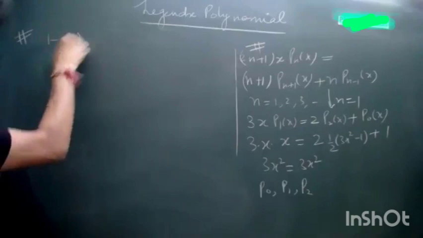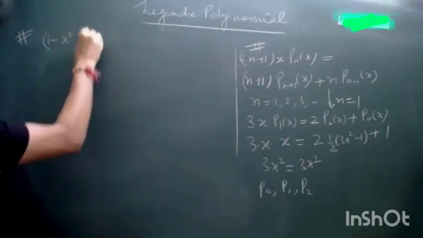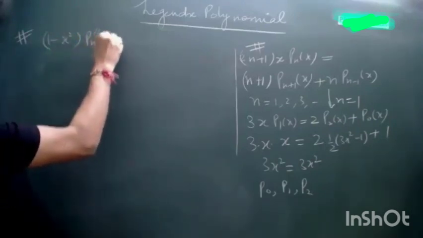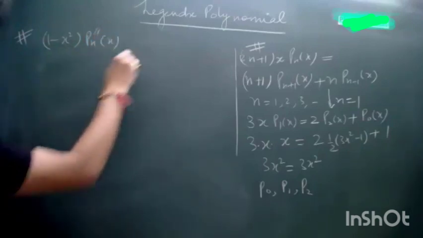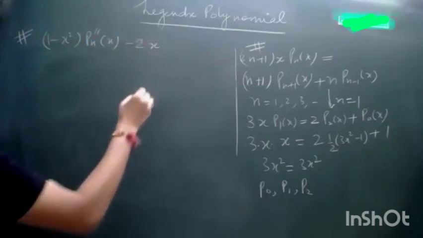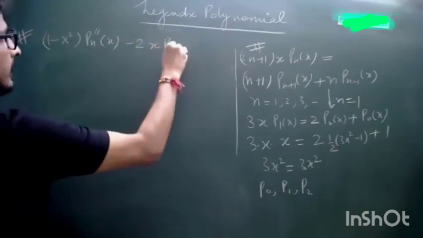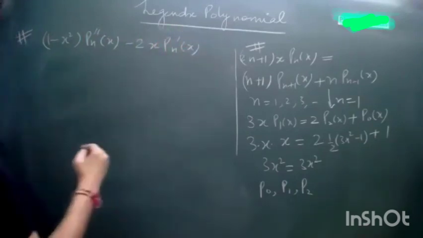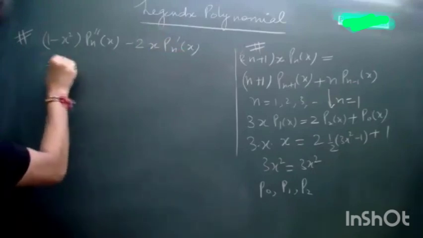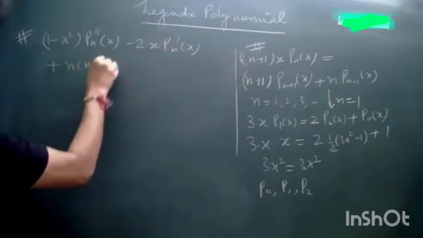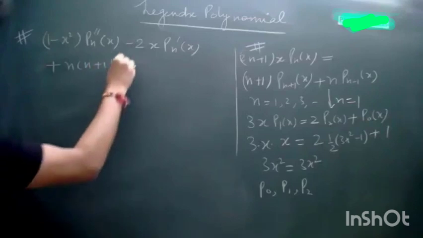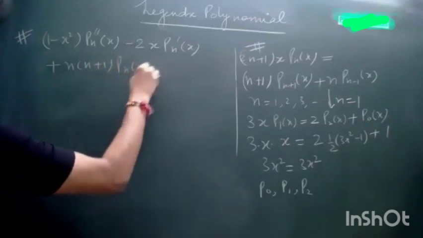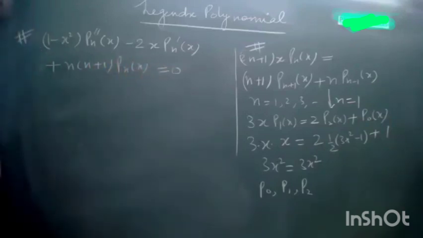1 minus x square Pn double dash x minus 2x Pn dash x plus n into n plus 1 Pn x is equal to 0. Check this and tell me if this relation is correct.